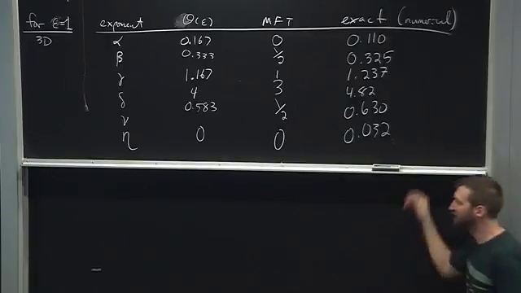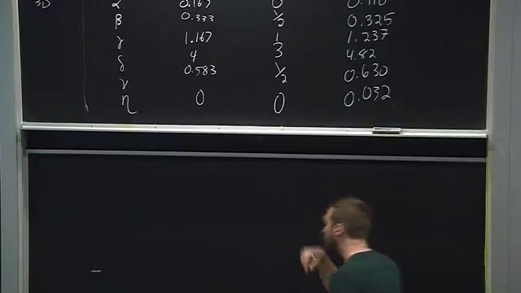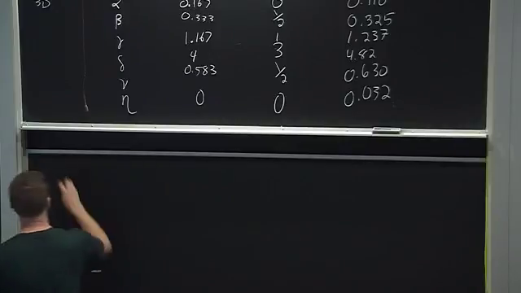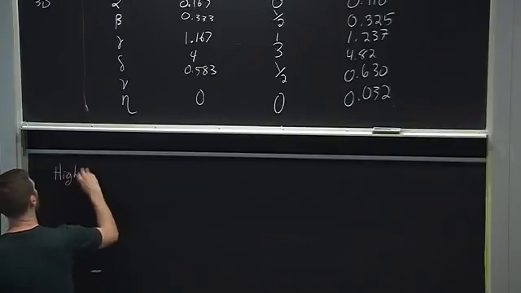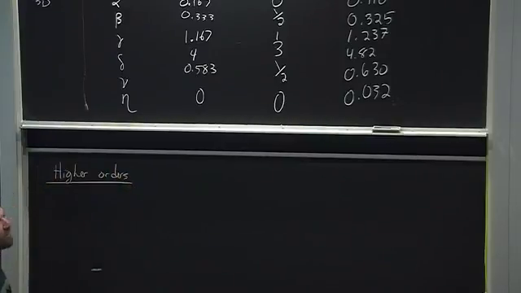Okay, so we'll talk about that accuracy. Okay, we can do that first. We'll talk about the irrelevance of interactions later. So, how do you get higher orders in epsilon?